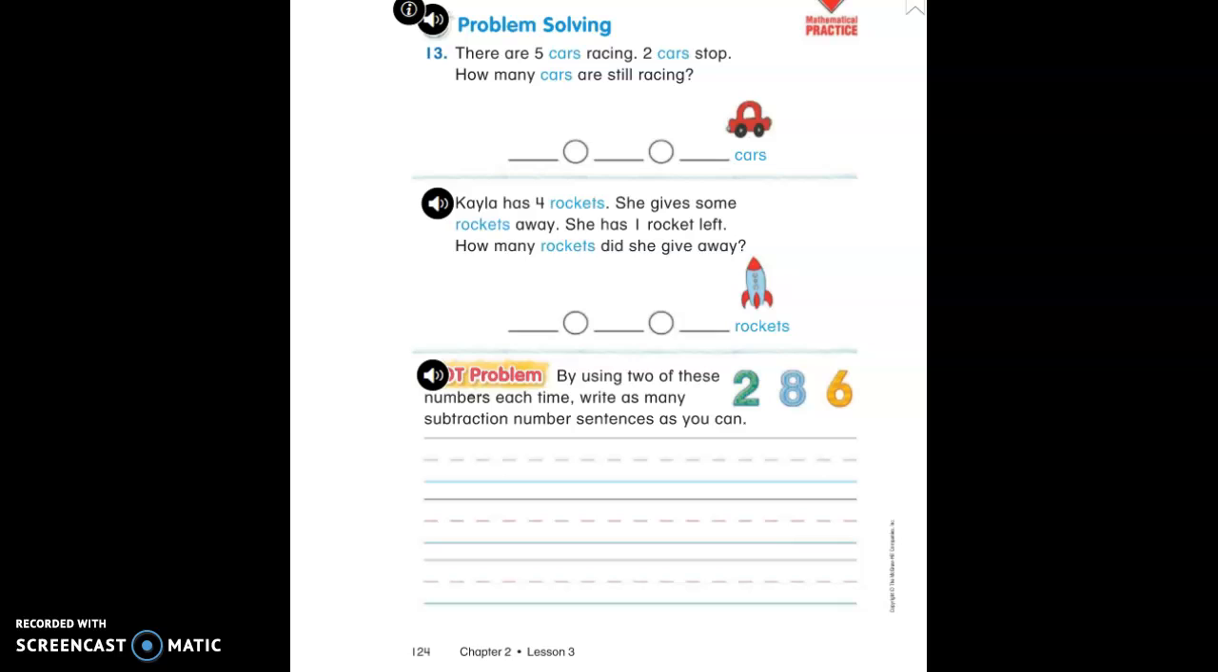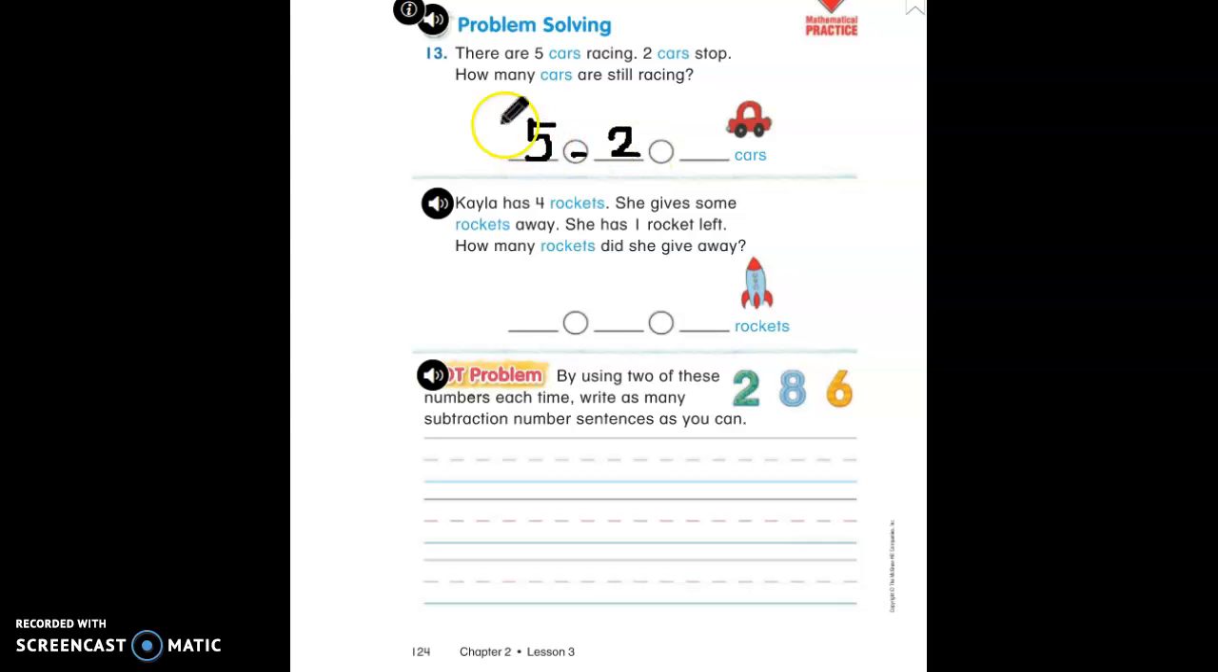Okay, so if you are all ready, it's time for problem solving. So number 13 says there are 5 cars racing. 2 cars stop. How many cars are still racing? So I'm going to go ahead and get my tool out. I'm going to use a pen, and I'm going to make this a thick line because it's much easier for me to do that than when I'm drawing with the pencil. All right, there are 5 cars racing, so here's our total, 5. Next it says 2 cars stop, so we're going to subtract that. 2 cars come away and they're stopping. How many cars are still racing?